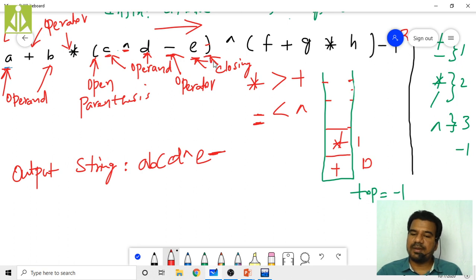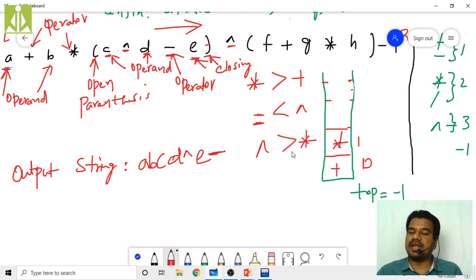Again, after this closing bracket, what do I have? I have this cap. It is an operator, the power operator. So then immediately what do I have to do? I have to compare the precedence of this cap as well as this star.